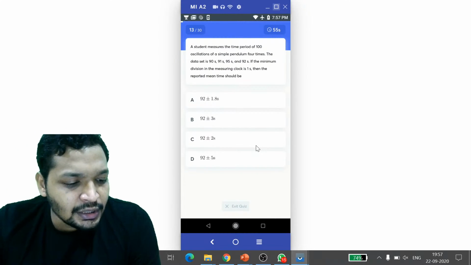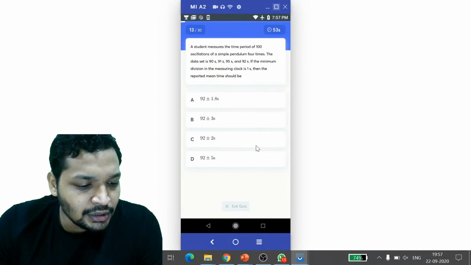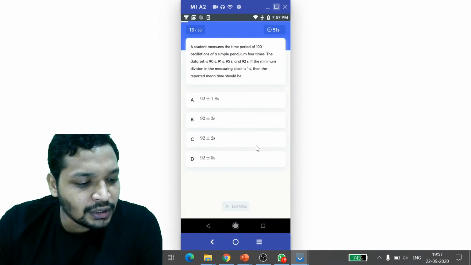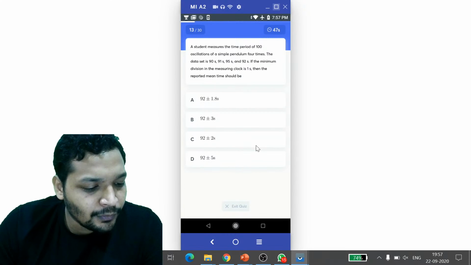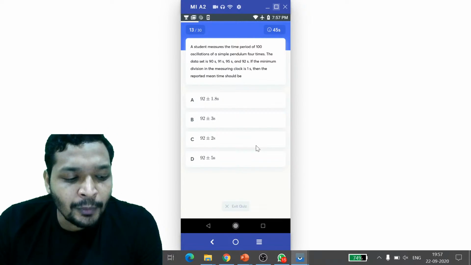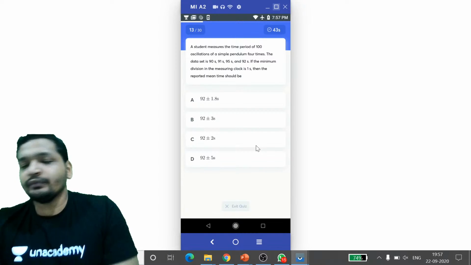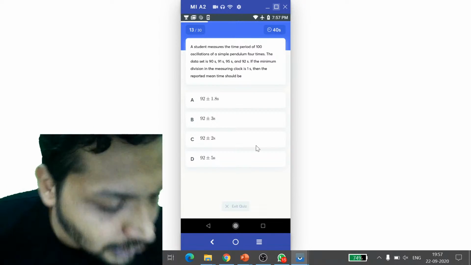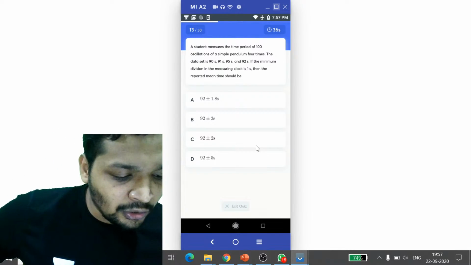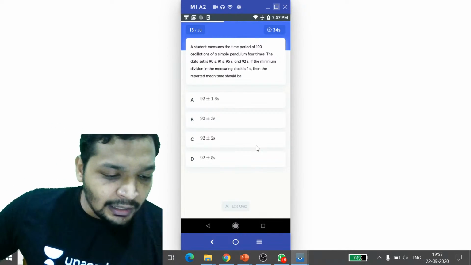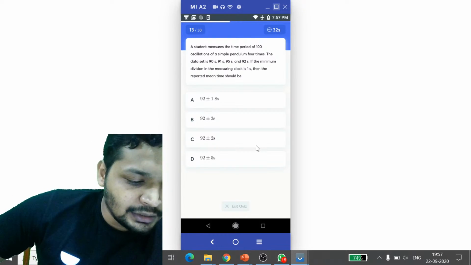The student measures the time period of oscillations. If the minimum division of the clock is given, then the reported mean should be what? So how would you go about this question, students? Wait a moment, if you don't know about this, let me tell you. In this, there are 100 oscillations, and you have calculated all the time periods.